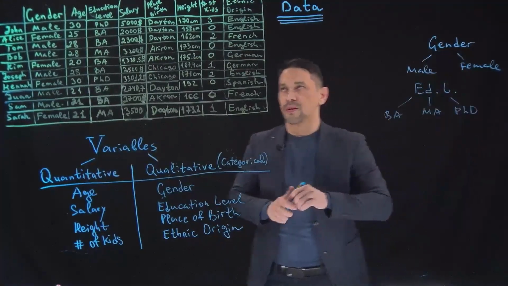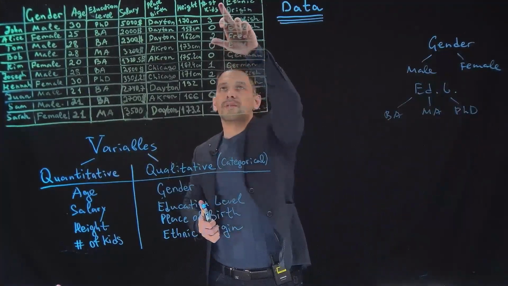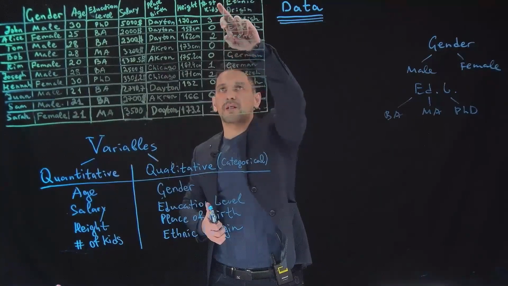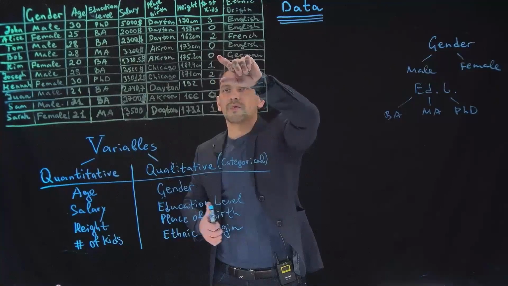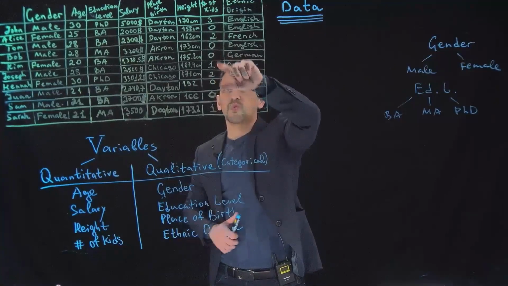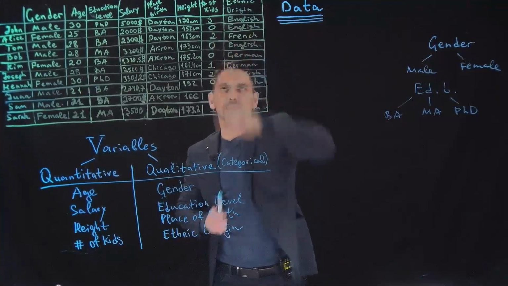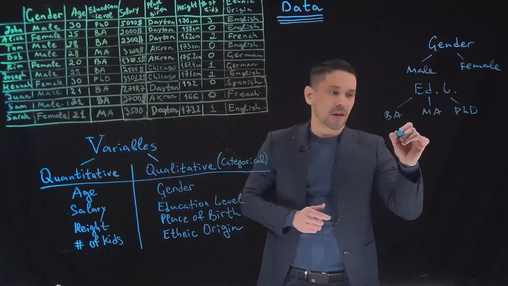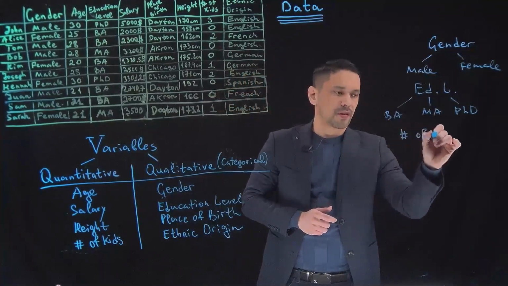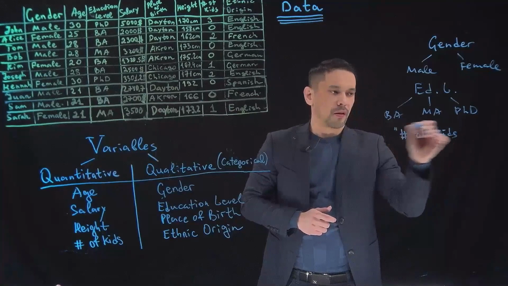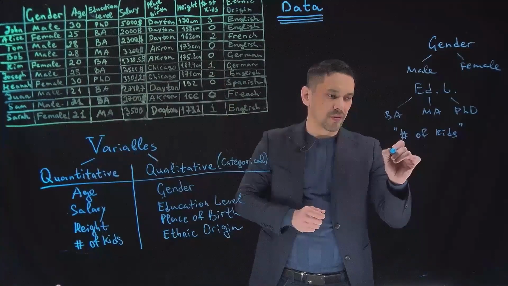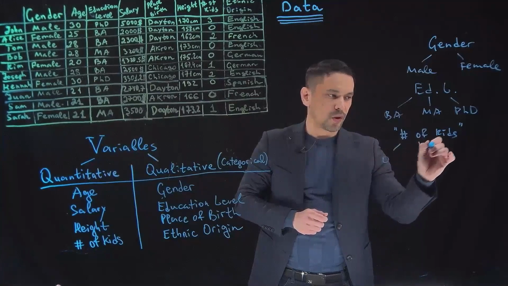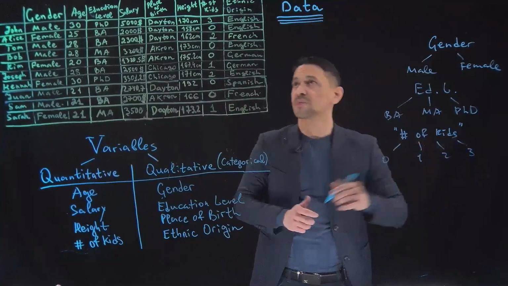I'll give you one more example. The number of kids is a variable. As I can see here, it has 4 possible values. I'm going to start with the lowest value, 0. The next lowest value is 1, 2, and the highest value is 3. I'm going to write this down here. So the number of kids is a variable that has 4 possible values in this context. 0, 1, 2, and 3.